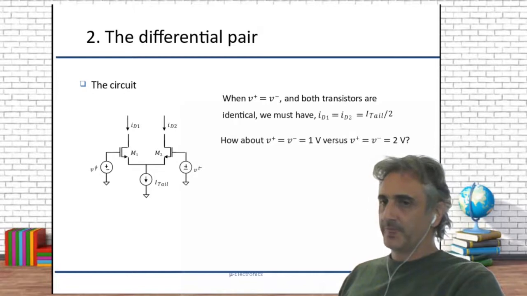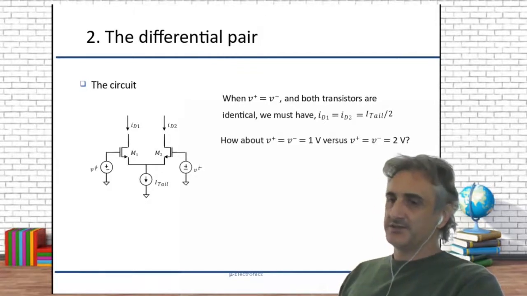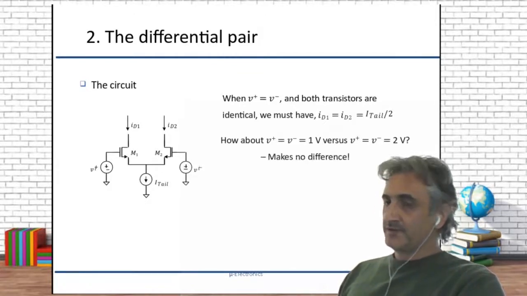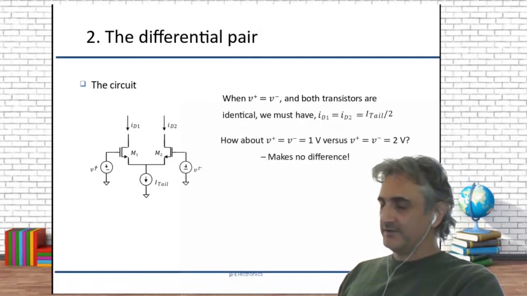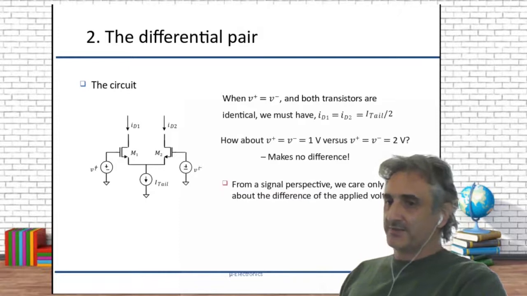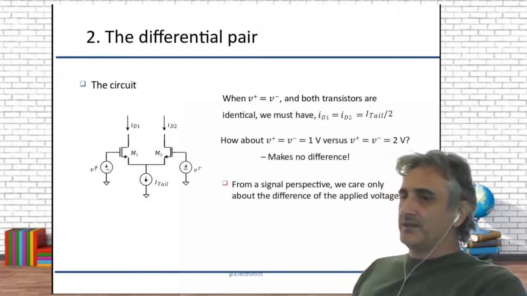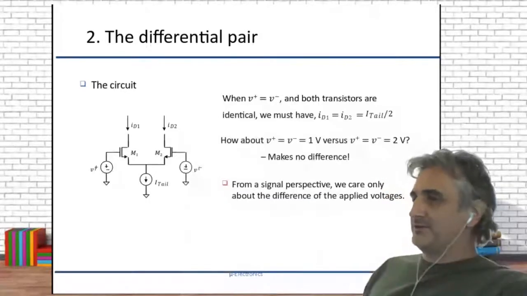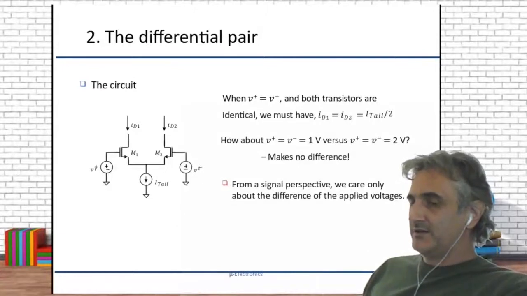Okay? For equal inputs, we should have that the currents are equal at the output. This is the idea about the differential pair. So the level of the input should make no difference. What makes a difference, we care only about the difference of the applied voltages. We care only about the difference between V plus and V minus.